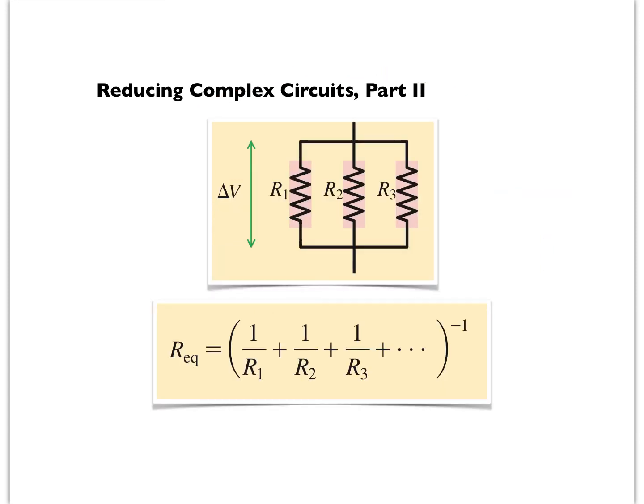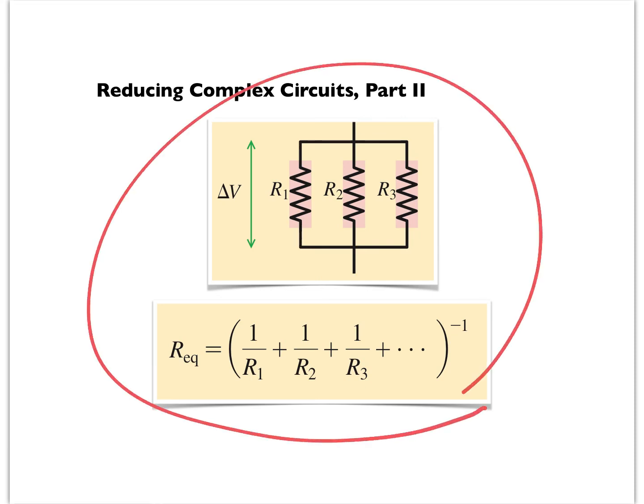We can do something similar for bulbs in parallel. And in this case, if I have a 3 ohm resistor and a 3 ohm resistor and a 3 ohm resistor all connected in parallel, the resistance is equal to 1 over 3 plus 1 over 3 plus 1 over 3. I take 1 over the whole thing. I would end up with a resistance of 1 ohm. And we'll look at some shortcuts for doing that.